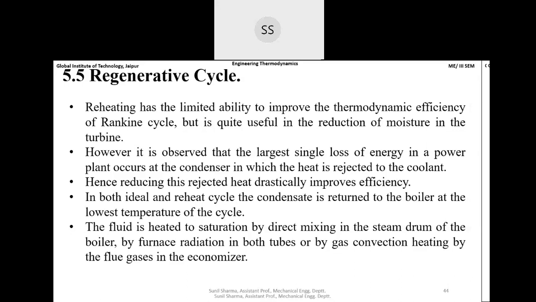So what is the regenerative Rankine cycle? We need to understand it. Reheating has a limited ability to improve the thermodynamic efficiency of the Rankine cycle, because we have studied that if we are reheating, then the first reheating seems very good. Instead of this, we move for the expansion in the turbine, and then again reheating, then again expansion in the turbine, then again reheating.